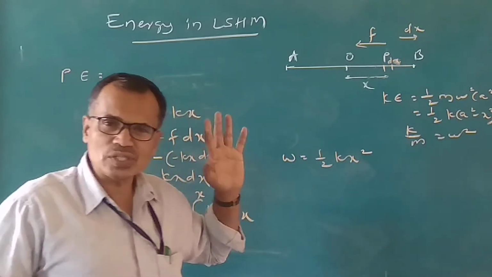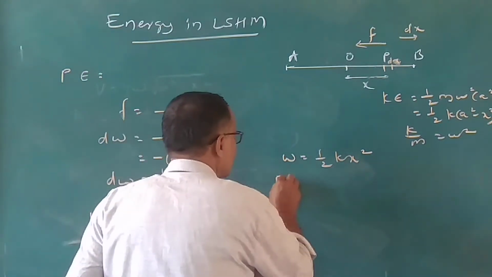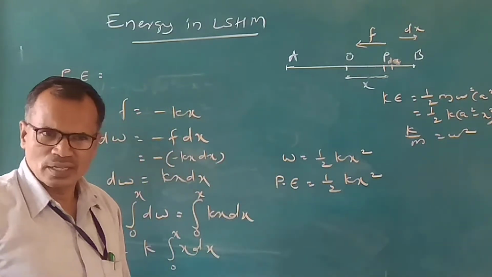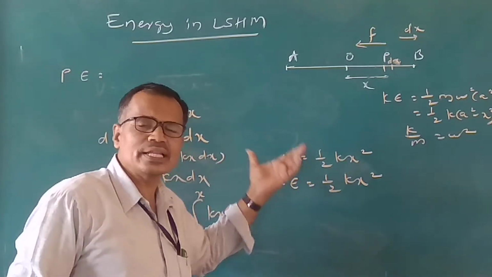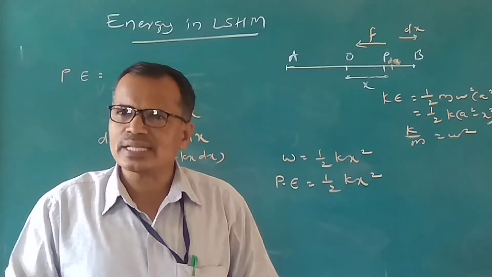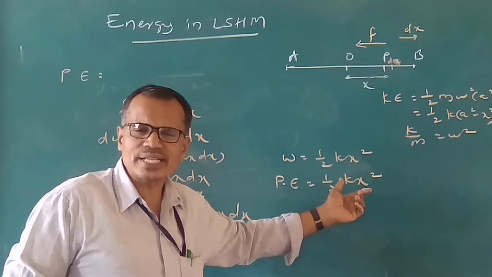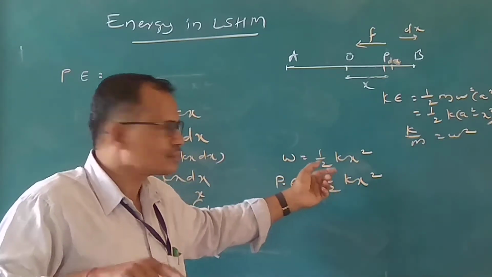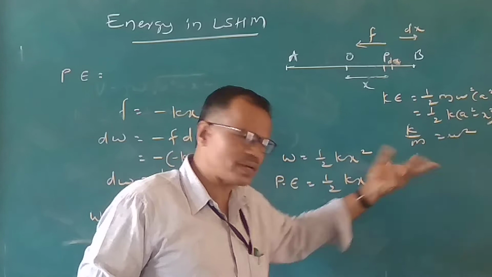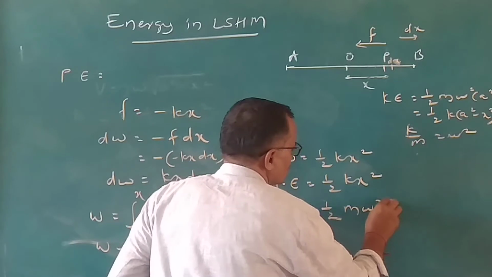Now this work done is called the potential energy. So the potential energy is 1/2 kx square. This is the potential energy of the particle in linear simple harmonic motion. Again, we know that k by m is equal to omega square, so k is equal to m omega square. Simply, P is equal to 1/2 m omega square x square.